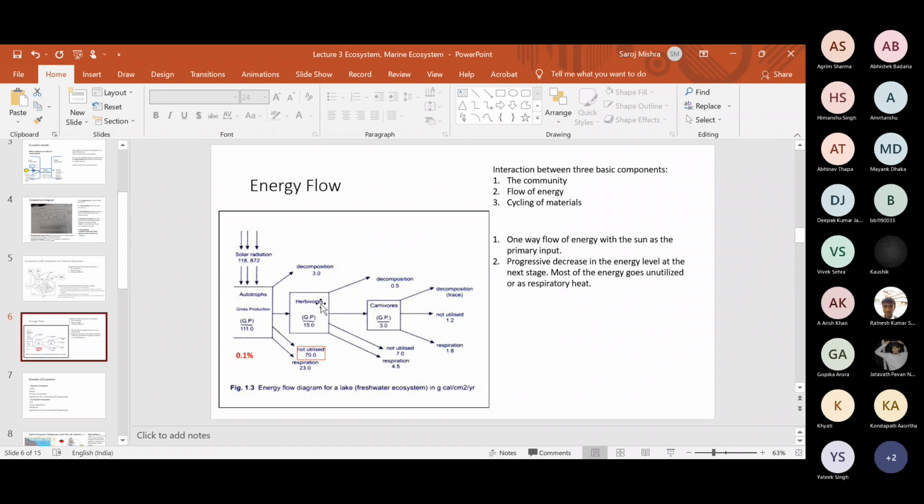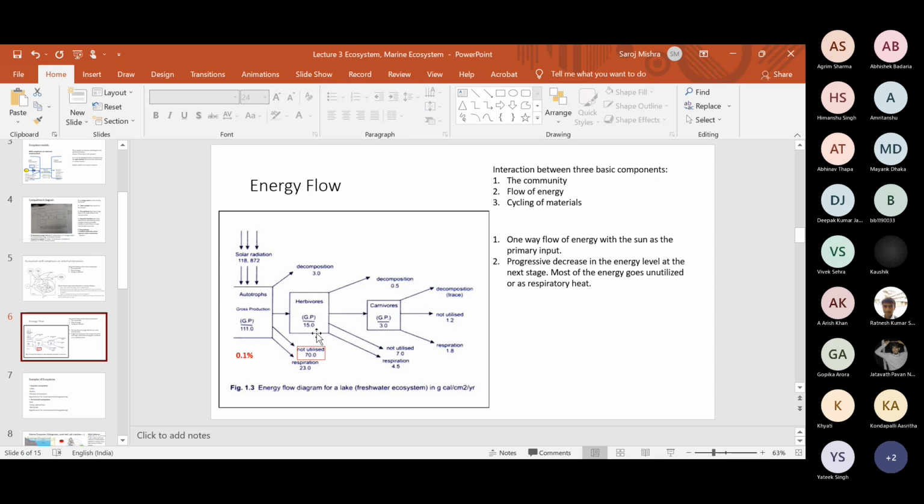Then you have the herbivores and gross production. You see that only 15 out of 111 is captured by the herbivores. The rest of the produce, what happens to it? Either it simply decomposes, or it is not utilized at all, or through biological respiration quite a bit of it is lost. As I showed you in the energy pyramid, just about 10% of the energy captured here moves to the next stage. These could be called the primary consumers, and then you have the secondary consumers, and so forth. GP refers to the gross production.